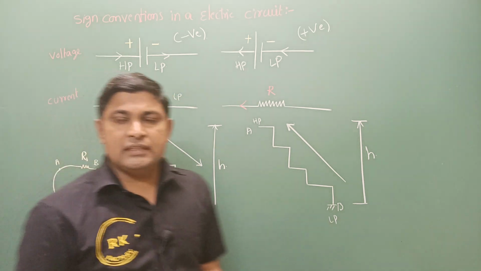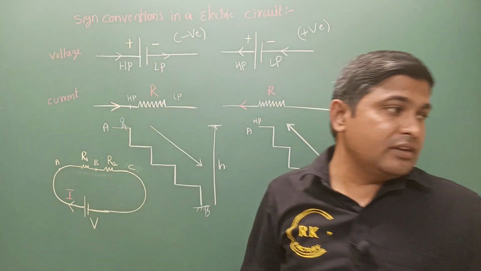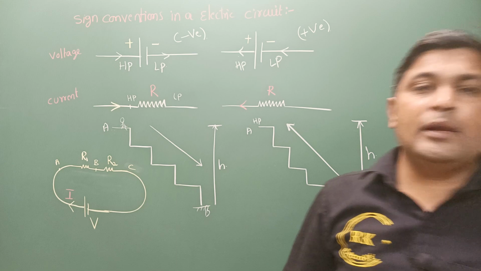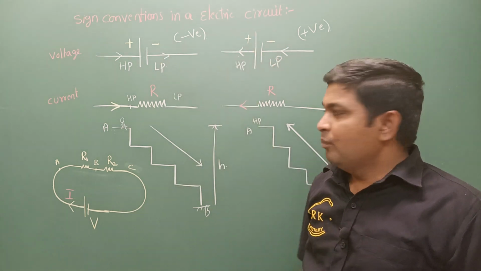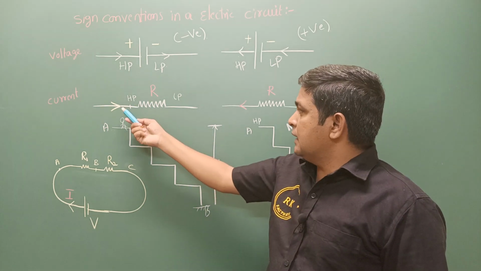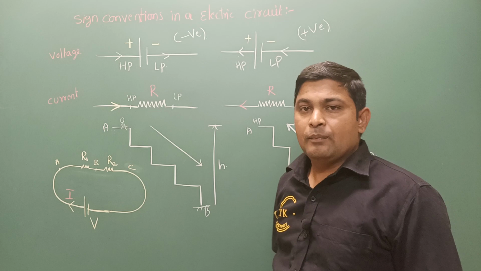So why do we have to say this? Why is it a higher potential? Here we have the positive sign convention, that's why we are saying it is a higher potential, and this is a lower potential. We have reasons to say it, but what reason do you have to say that here it is higher potential and this is lower potential?